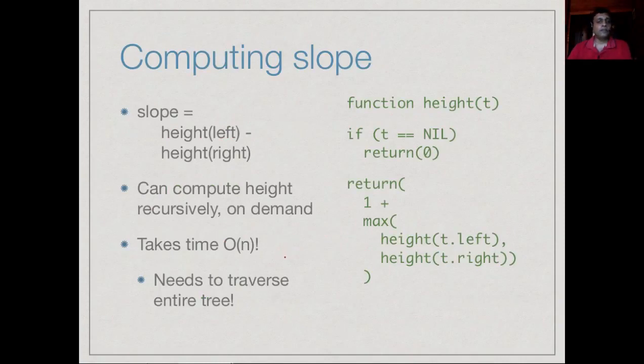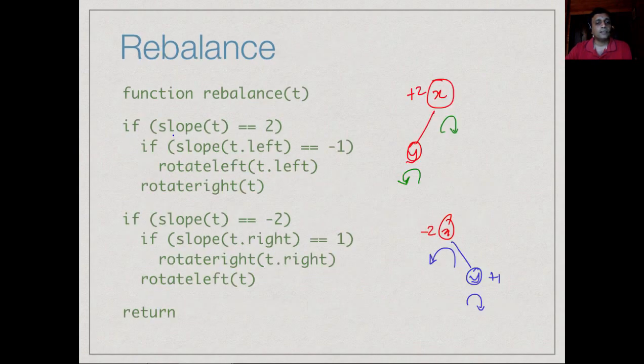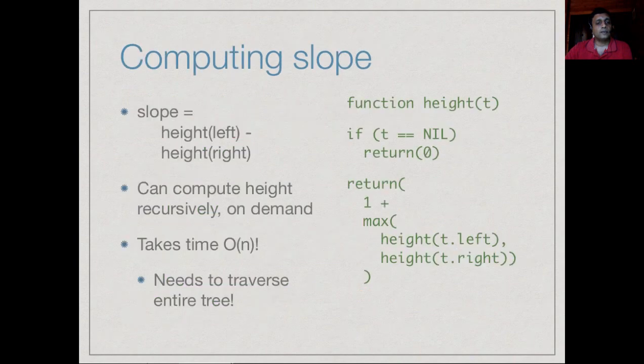There is one point we have to be a bit careful about. We said that we have to do all this rebalancing, and rebalancing requires us to compute the slope. Slope we said was defined to be the height of the left minus the height of the right. Now it is possible to compute the height on the fly. The height of a tree is recursively computed: if it is nil, it has height 0. Otherwise, you recursively compute the height of the left and the right, and then accounting for this node, you add 1. So you take the maximum of the two subtrees and add 1.